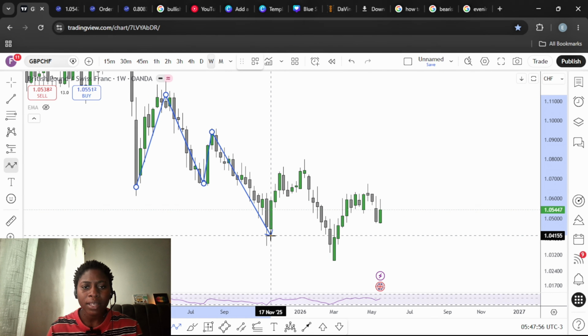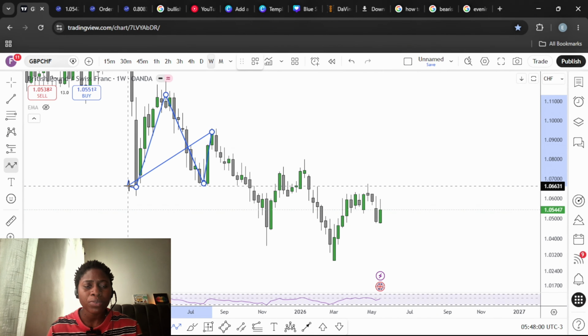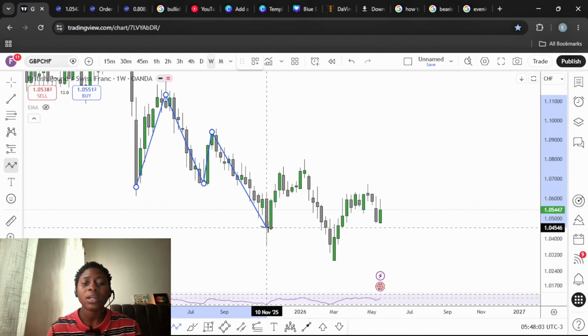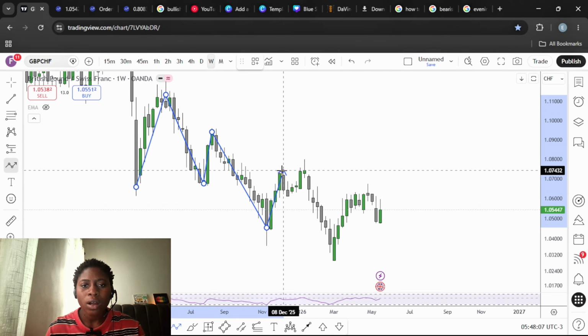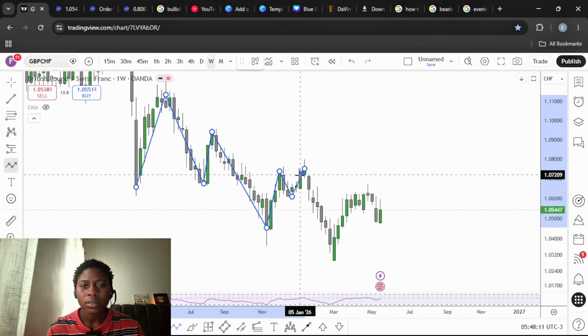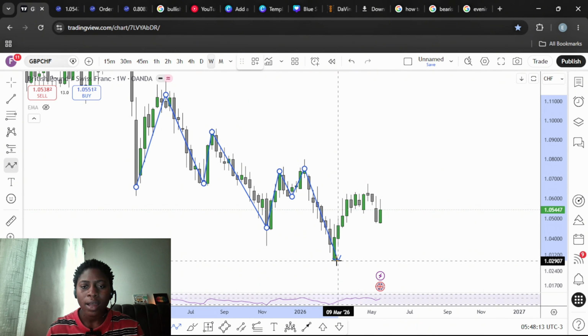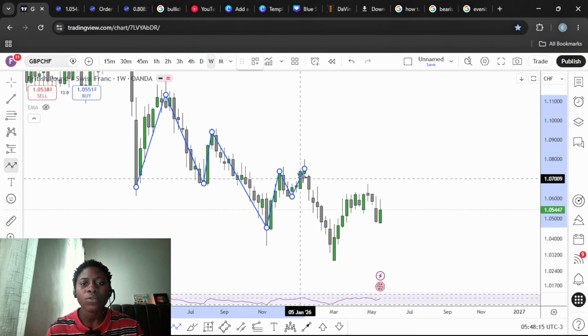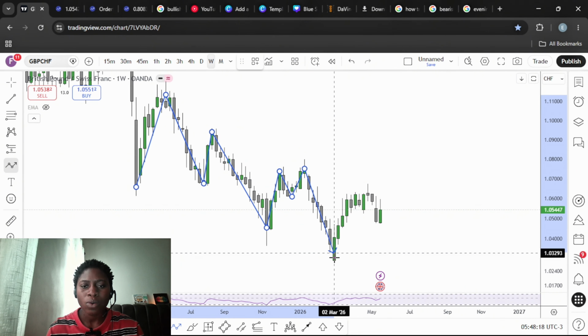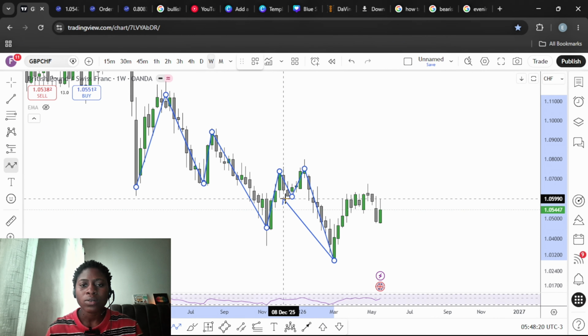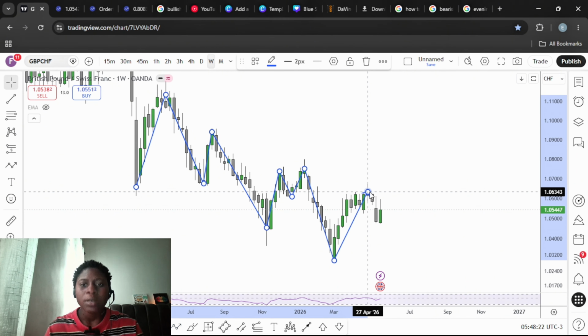By the time the market makes this move, this was the previous, this is now a downtrend. Market goes up, does this, and goes down, making a series of lower highs and lower lows. And so now the market is here. Mind you, the market moves in waves.